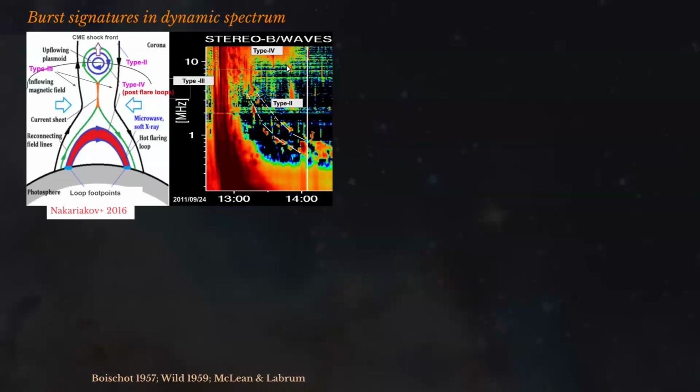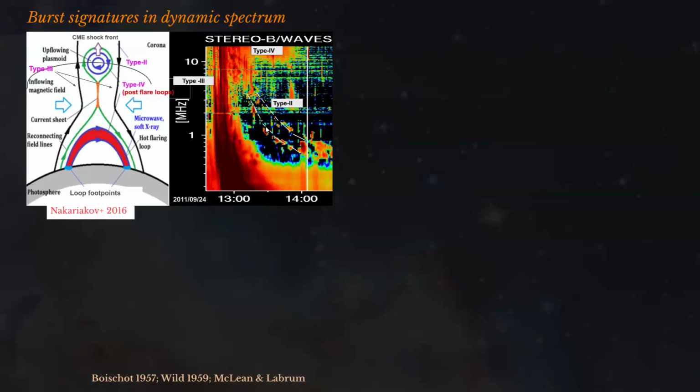Now why are they band limited? You can understand it from the plasma emission framework, because the emission frequencies are directly correlated with heights, the heights where the plasma frequency is in that range. Since your arcade exists only for some height, your emission should exist only for a band. So these are direct evidence for post-eruption arcade electron beam activity.